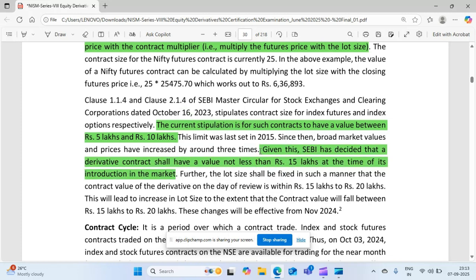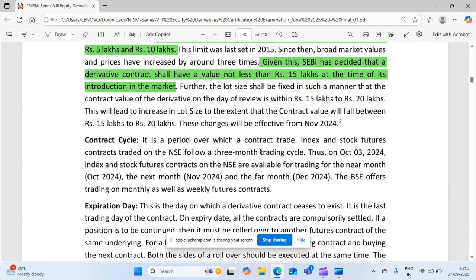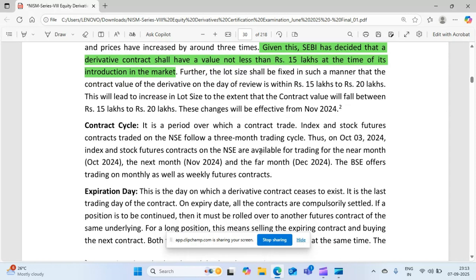Correct? So lot size should be fixed in such a manner that the contract value of the derivative on the day of review is within 15 and 20 lakhs. This is effective from November.